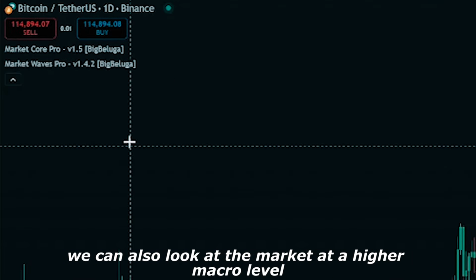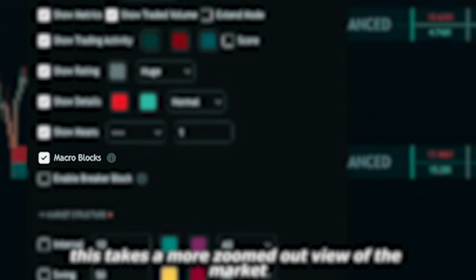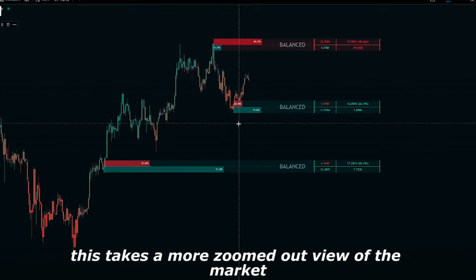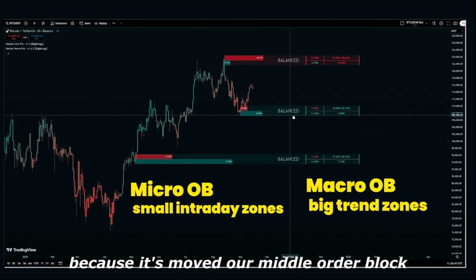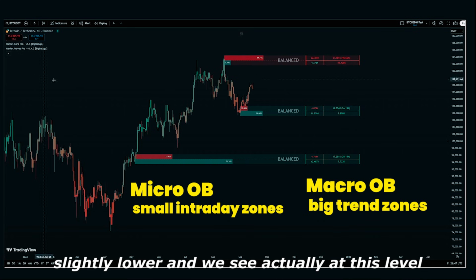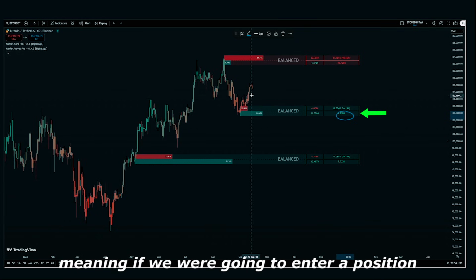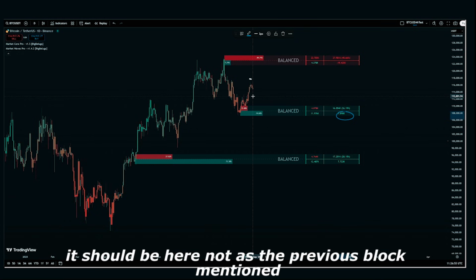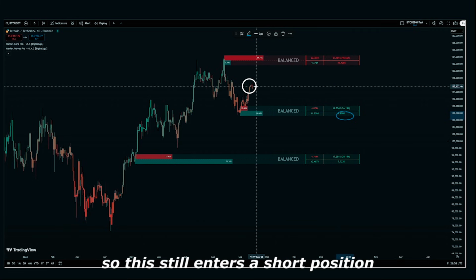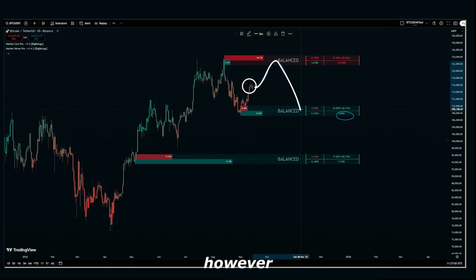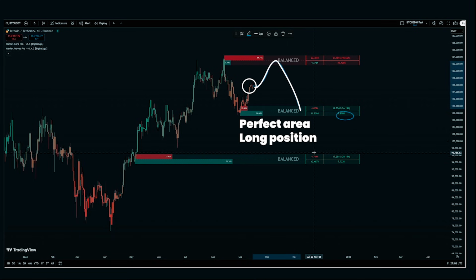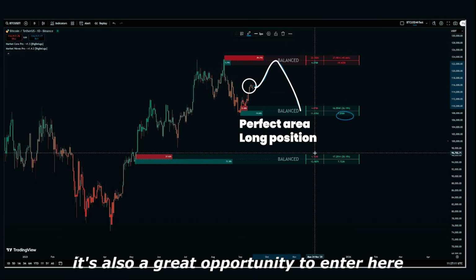We can also look at the market at a higher macro level here. If I open up the settings and enable macro blocks, this takes a more zoomed out view of the market. It's interesting because it's moved our middle order block slightly lower, and we see actually at this level, there's quite a high volume delta, meaning if we were going to enter a position, it should be here, not at the previous block mentioned. So this still enters a short position. However, this is also a perfect area to be entering the market for a long position. If we're not entering here, it's also a great opportunity to enter here.